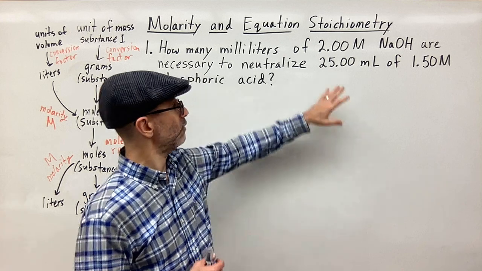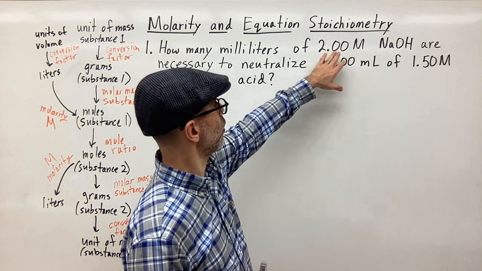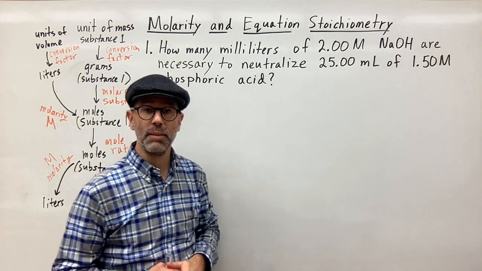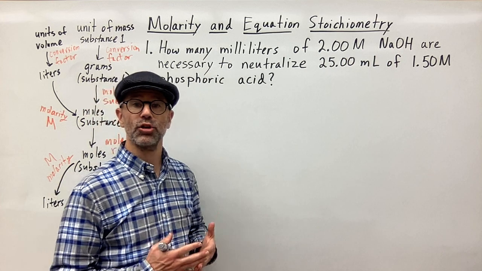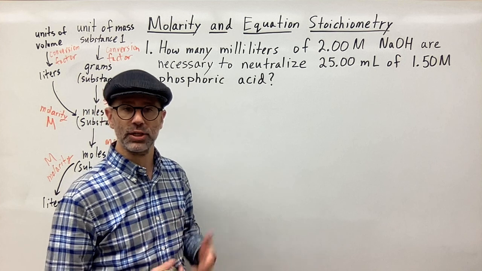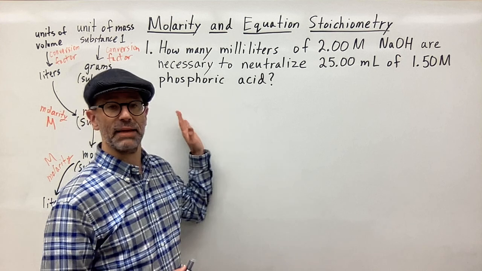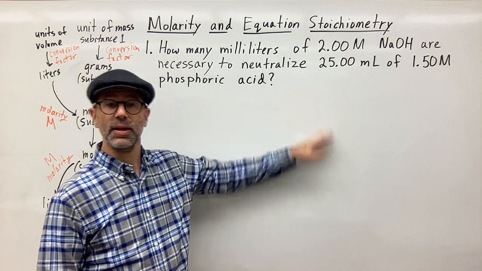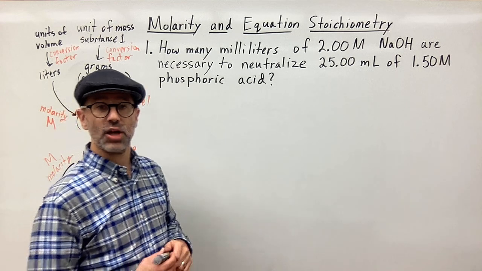I have 2.00 molar NaOH, which is a base. So I'm going to use a certain amount of volume of base to neutralize the acid. So how can I do this? Well, the first thing I need is a balanced equation. I need an acid-base neutralization equation. So that's what we need to start with.